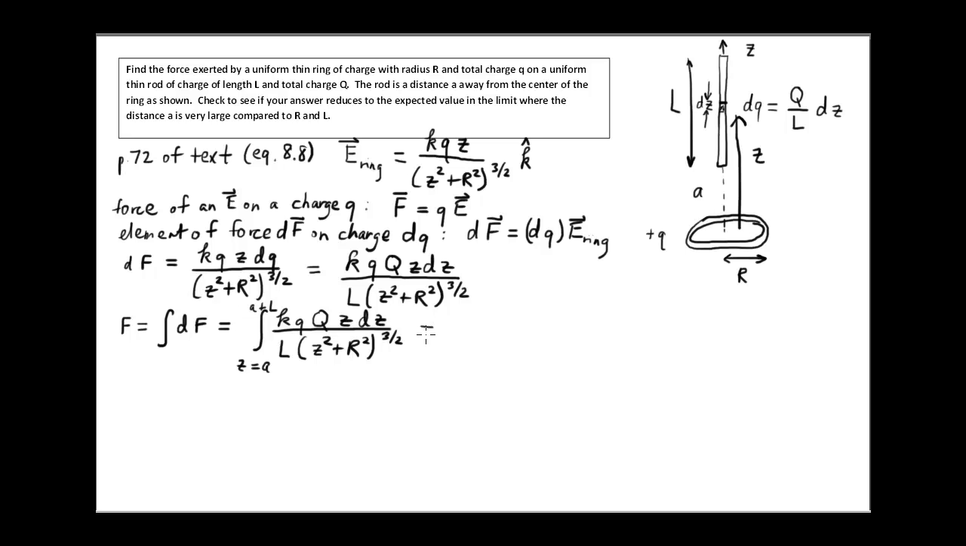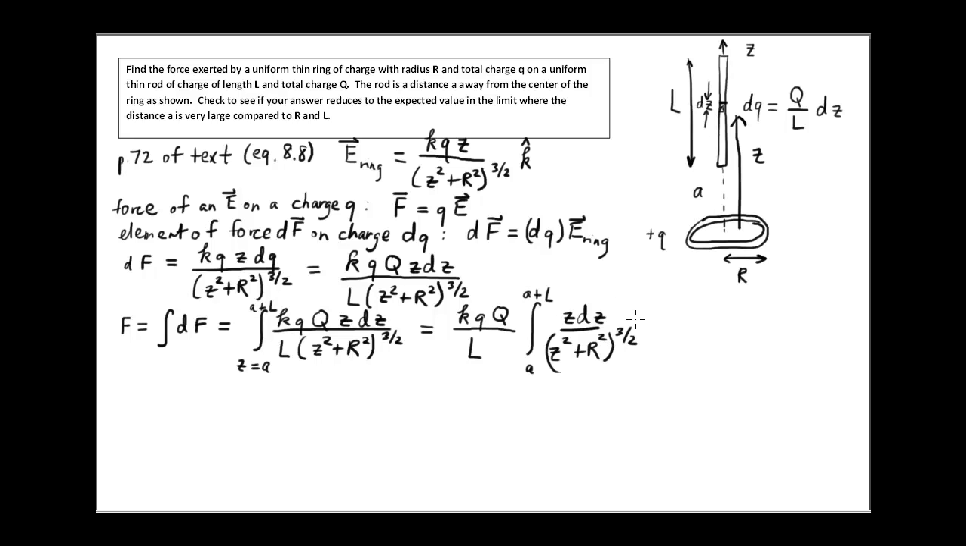The next step is to pull everything that's a constant outside of the integral and realize exactly what it is that we really have to integrate. So in the numerator, the k times the product of the two charges comes out, the denominator, the L, comes out, and what we're left with is the integral from a to a plus L of z dz over z squared plus r squared quantity to the 3/2. And that's all there is to it. The physics is basically done at this point.